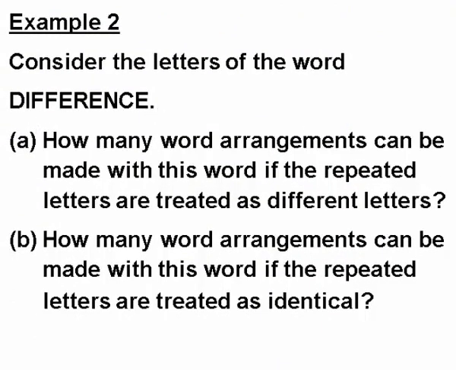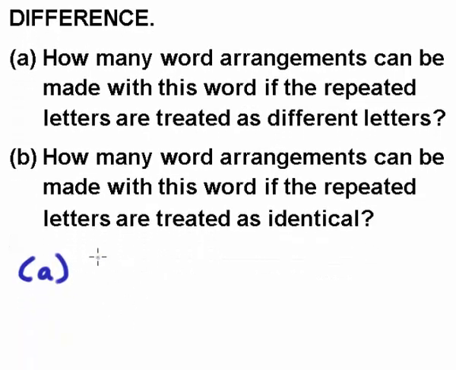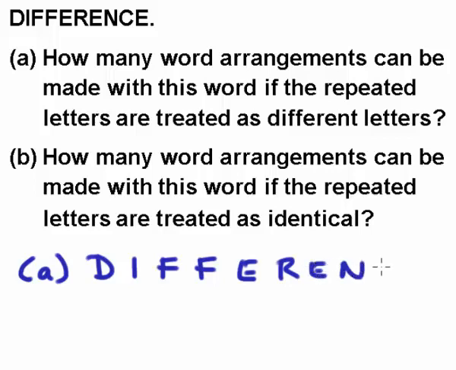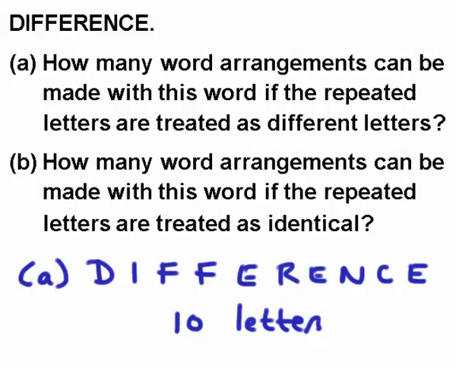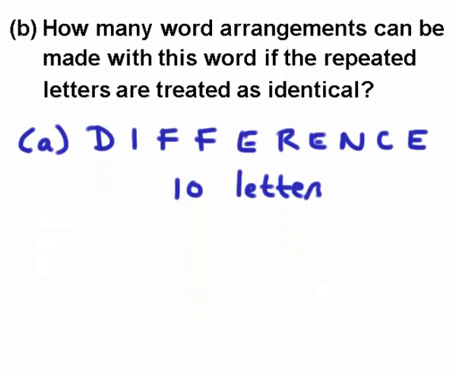Let's take the word difference. Number A. Let's write it down and see how many letters there are. 1, 2, 3, 4, 5, 6, 7, 8, 9... there's 10. So there are 10 letters there, and we're going to treat these as different letters now. So how many possible arrangements can we do with all these letters? 10 factorial. There are 10 letters in the word difference, and the letters are treated as different, so we can arrange them in 10 factorial ways.